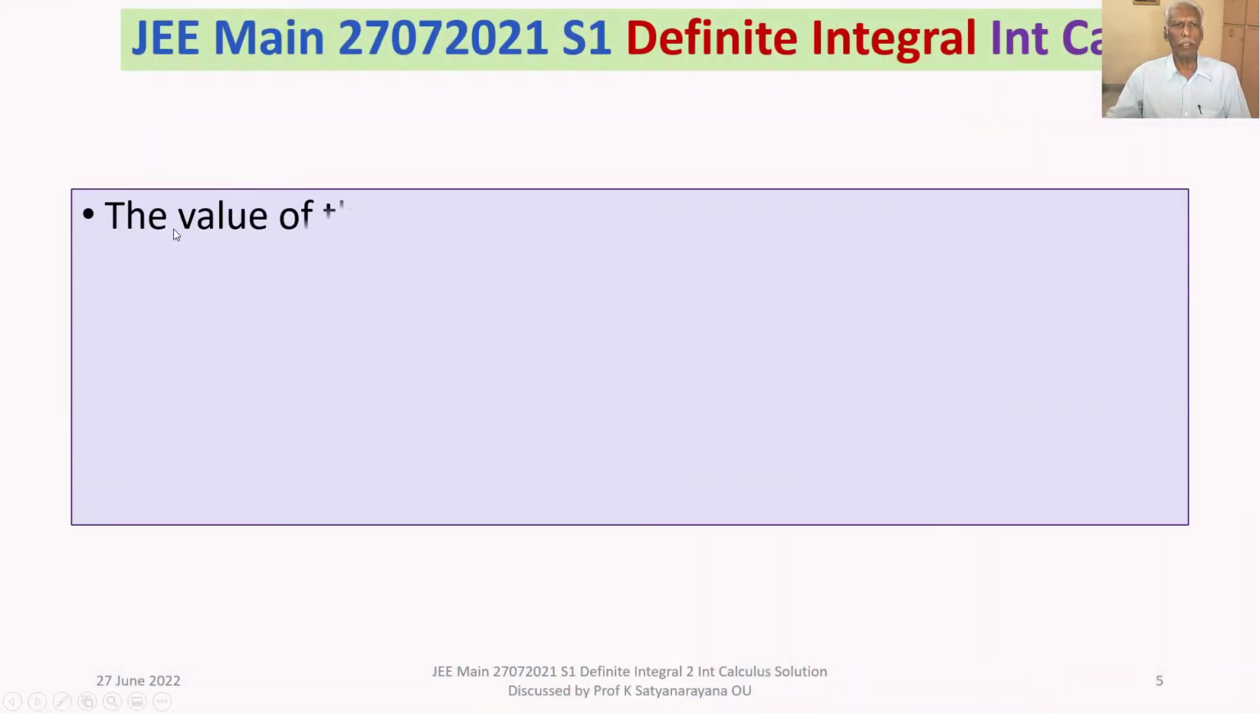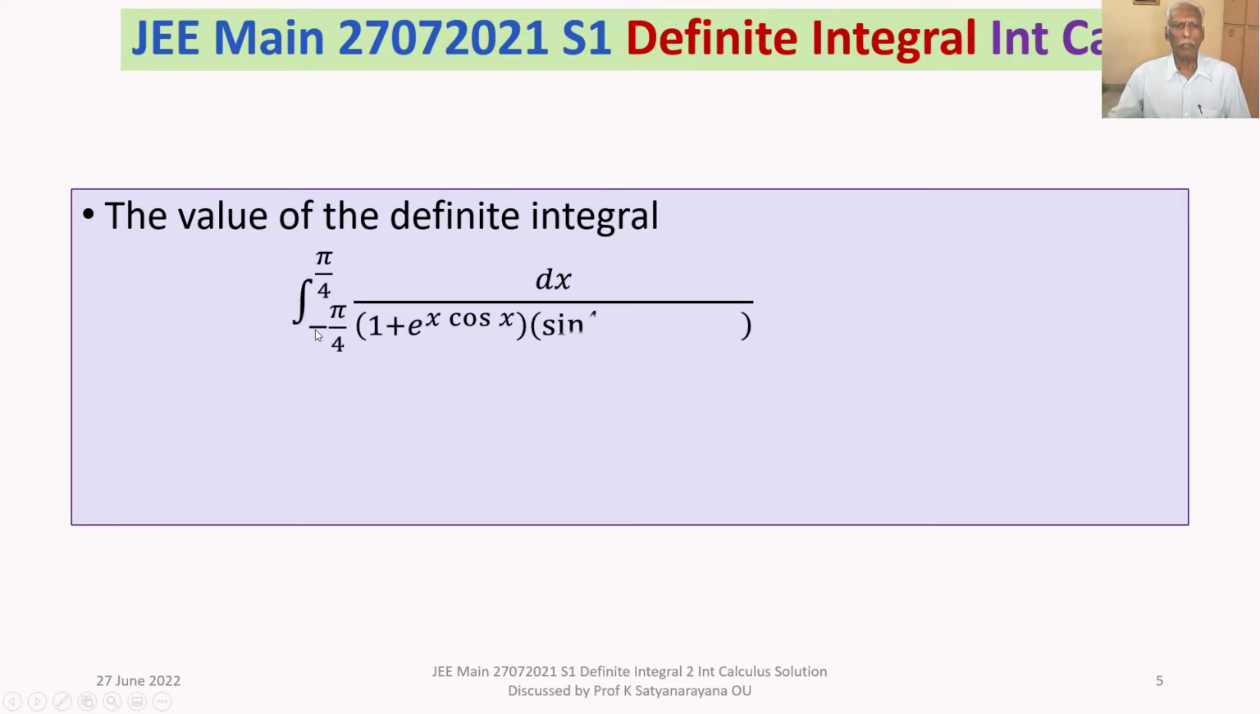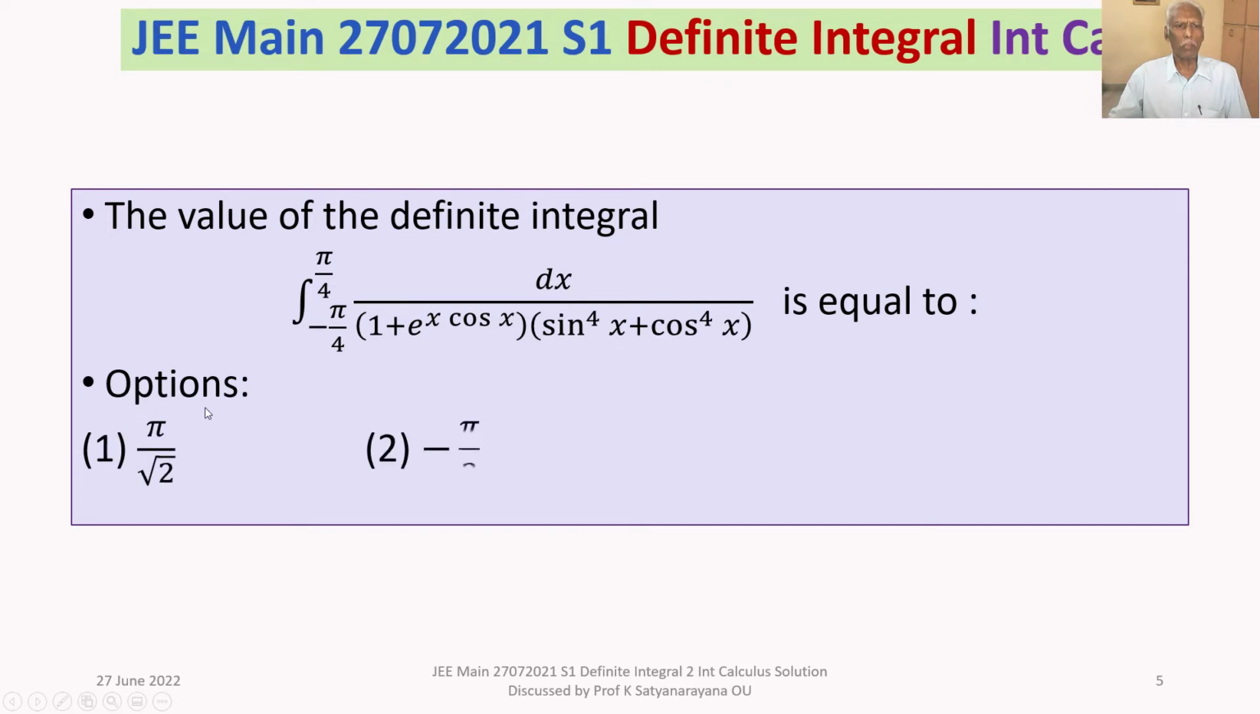The problem is: the value of the definite integral from the limits minus pi by 4 to pi by 4 of dx by the product in the denominator, the first factor 1 plus e power x cos x multiplied by the second factor sin power 4x plus cos power 4x, is equal to. We are given four options.